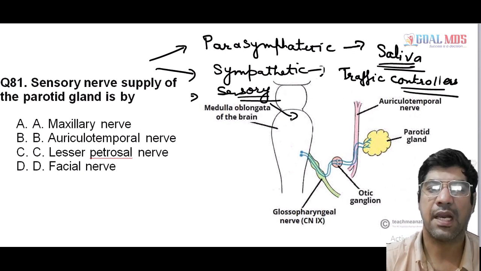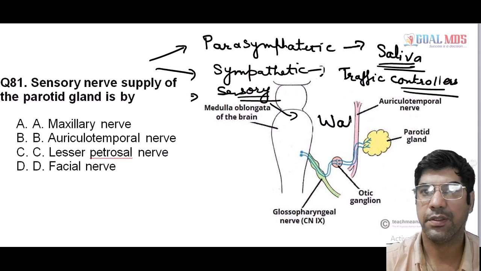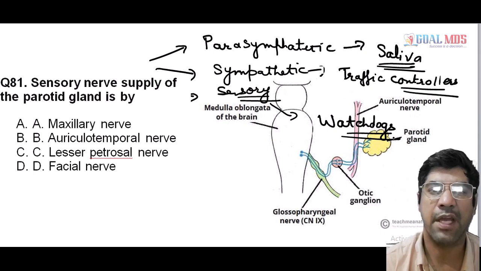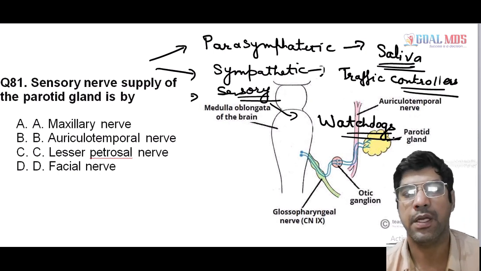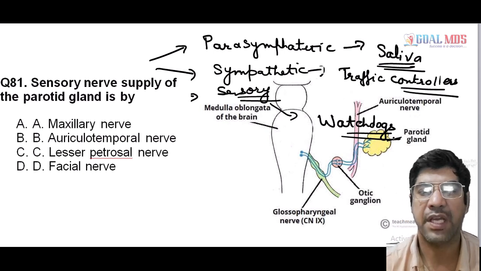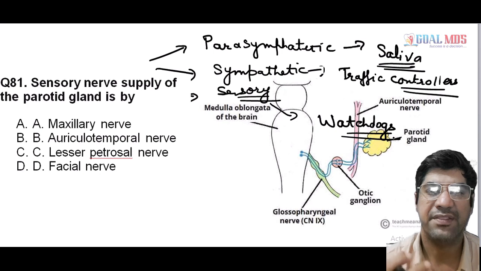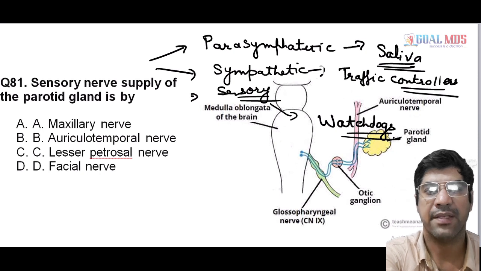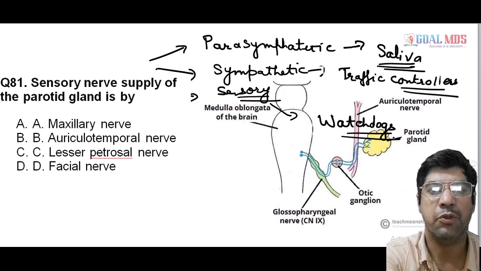Whereas the sensory nerves, they are like watchdogs. They will keep an eye on the surroundings of your parotid gland. If something unusual or potentially harmful happens in that area, these nerves will send a signal to your brain to alert you. That helps you to stay away from what's going on around your gland and in your head and neck. So the parasympathetic nerves start saliva production, the sympathetic nerves will control the blood flow, and the sensory nerves will watch out for anything unusual.